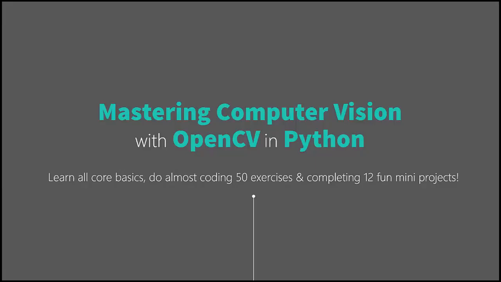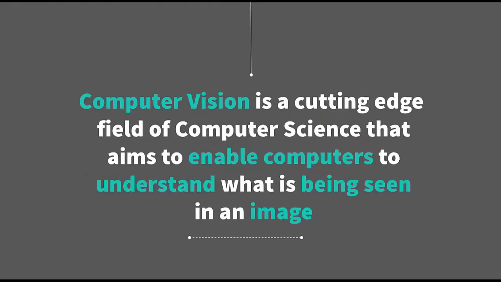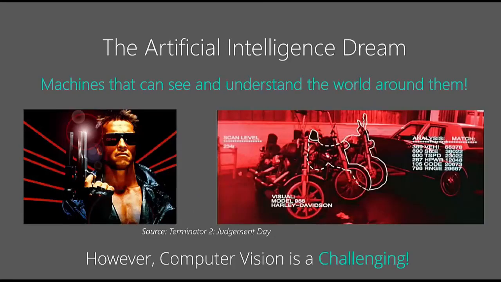Hi, and welcome to the course on Mastering Computer Vision with OpenCV and Python, where you'll learn all the core computer vision basics, code almost 50 exercises, and complete 12 very fun mini projects. So what exactly is computer vision? Well, computer vision is an amazingly fun and cutting-edge field of computer science, and it actually seeks to enable computers to understand what's being seen in an image. Now, computer vision has always been a big part of the AI dream of making machines that can actually see and understand the world around us, just like the Terminator robots.